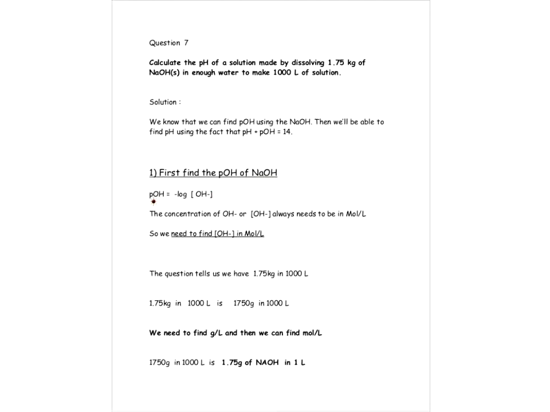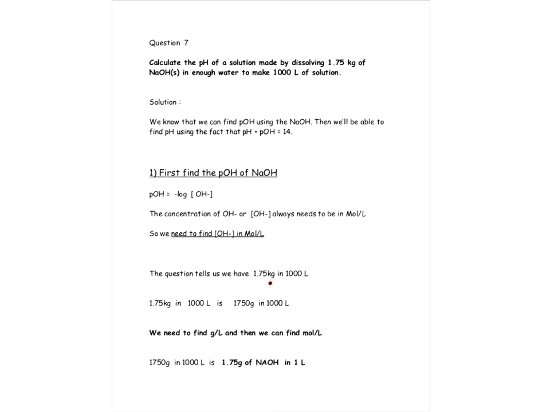Okay? So how are we going to do that? Well, we know that this is our overall formula, pOH equals minus the log of the concentration of OH. So we need to find the concentration of OH, and that always needs to be in moles per liter. So how are we going to do that? Well, the question tells us we have 1.75 kilograms in 1,000 liters. Eventually we've got to somehow convert that into moles per liter in the end.